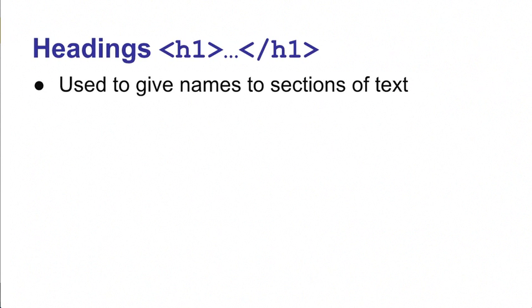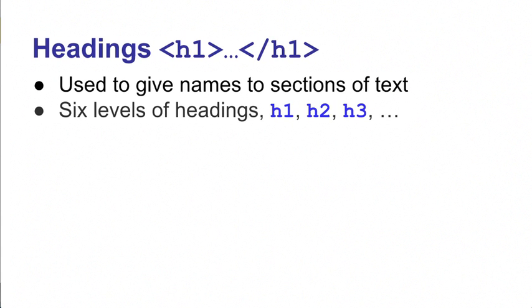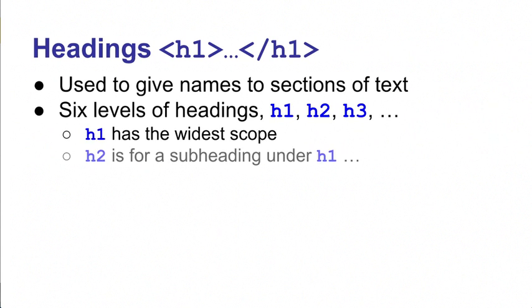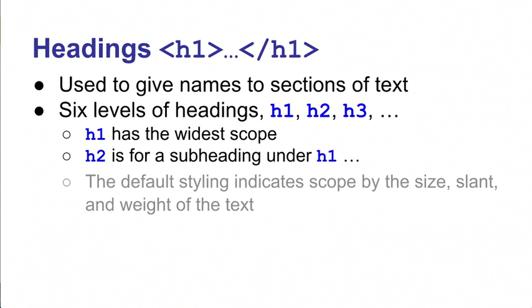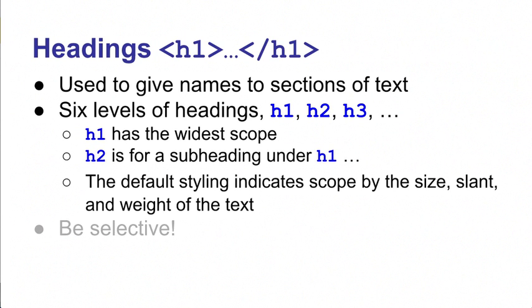Headings are used to title sections of text. HTML provides 6 levels of headings. The topmost level, H1, has the widest scope and might be used for the title page. Other levels are used for subsections and sub-subsections, etc. The typeface and other styling provided by the browser will help the reader determine the level of the heading in the hierarchy.